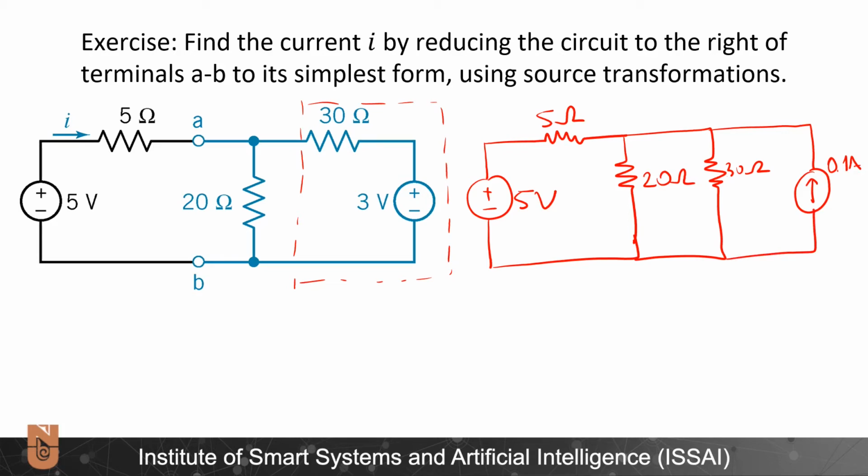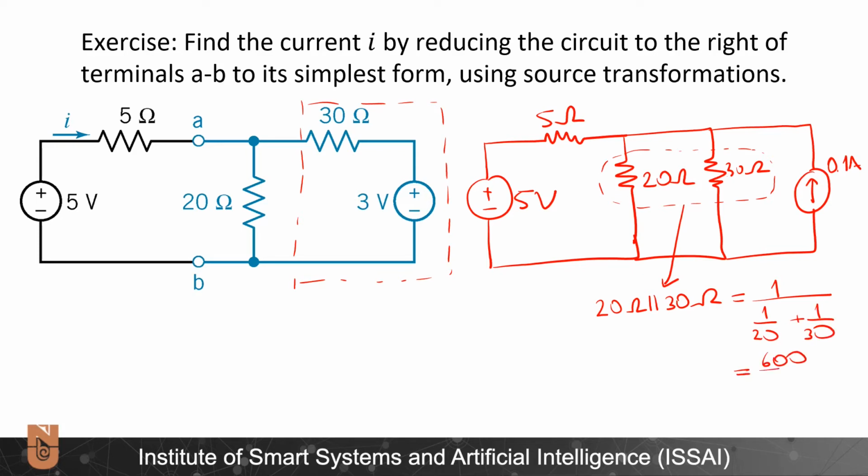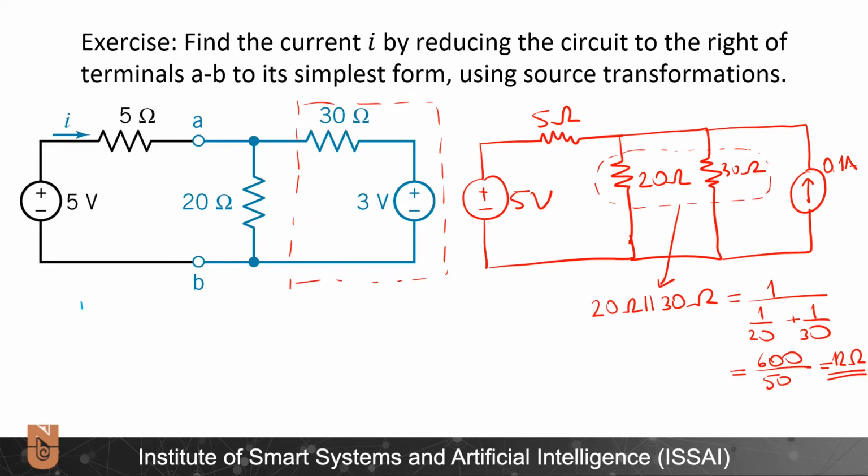Now as you can see, I can reduce the circuit by taking these two parallel resistances and finding the equivalent resistance. 20 ohms in parallel with 30 ohms will be equal to 1 over (1 over 20 plus 1 over 30), which is equal to 600 divided by 50, so 12 ohms. So I reduced my circuit. What will I do next? Let's draw the equivalent circuit and see what we can do.